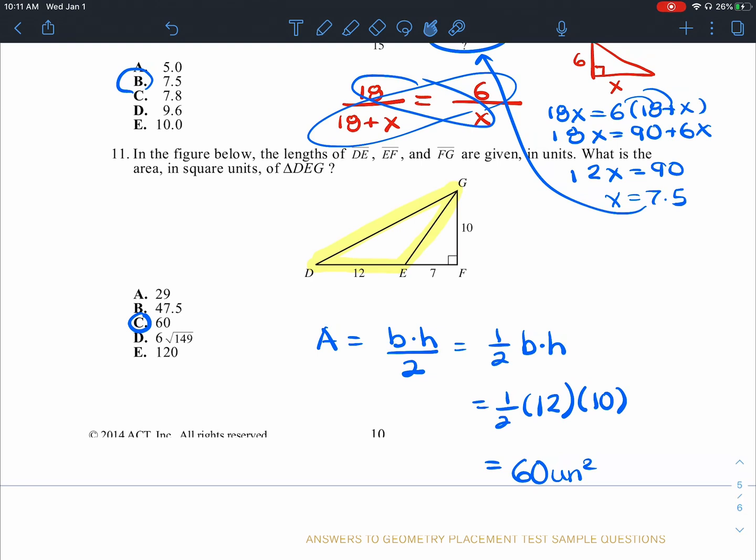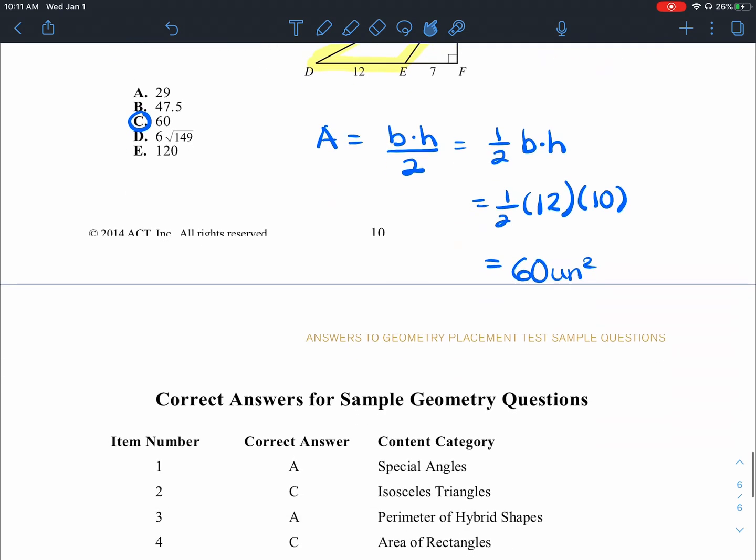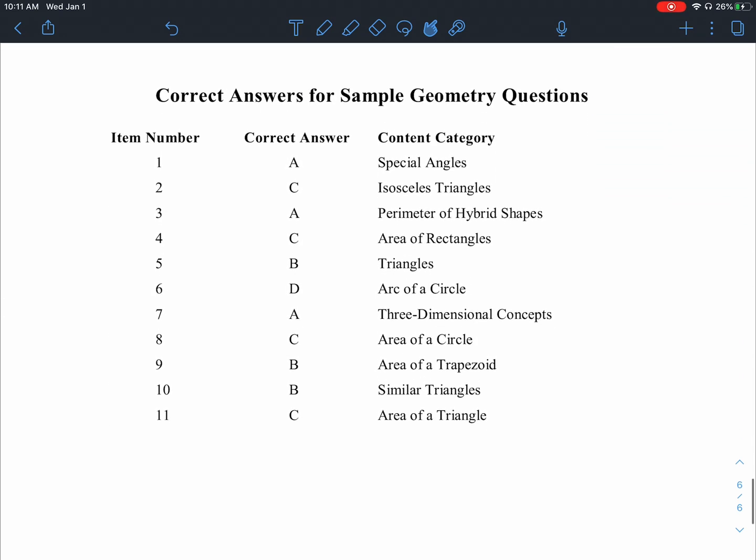Hopefully you didn't do too badly when you tried these, and hopefully some of this stuff will prove to be really great review for you. Here were the answers, and these are the various topics that each of those 11 problems covered.